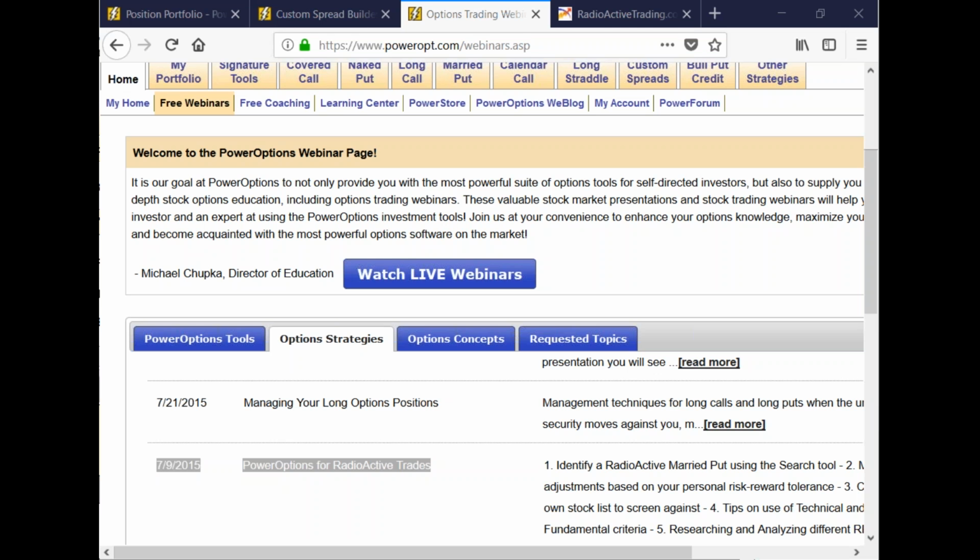That essentially gives you pretty much every insight into how I use Power Options on a daily basis to track my positions as well.